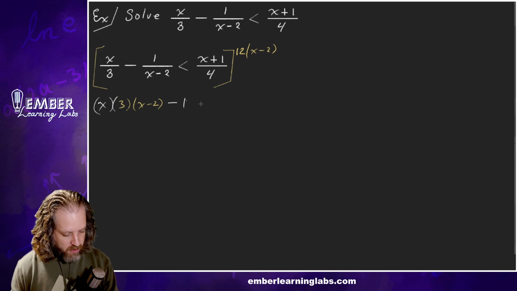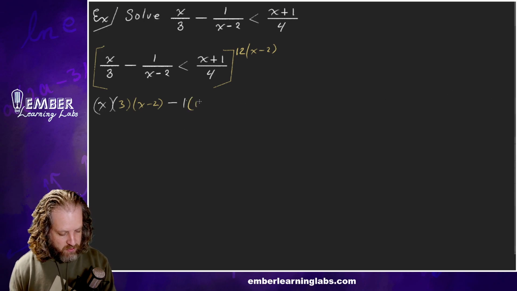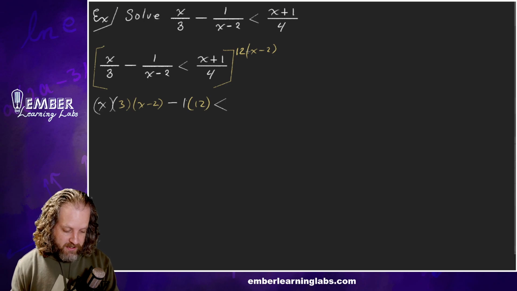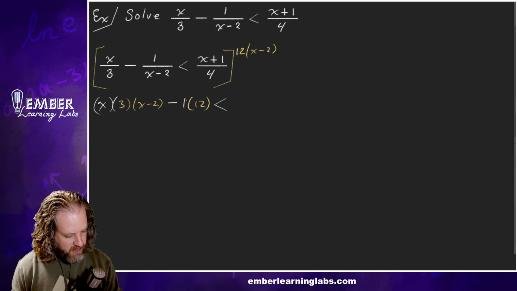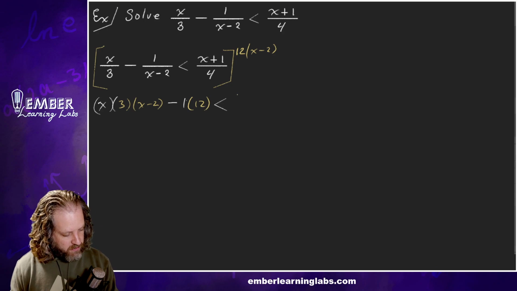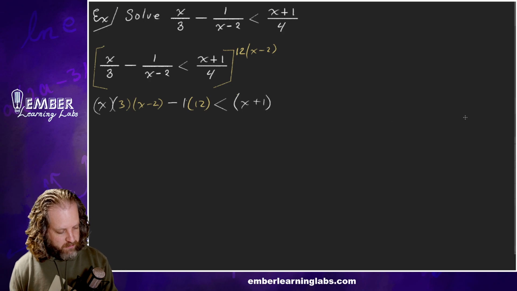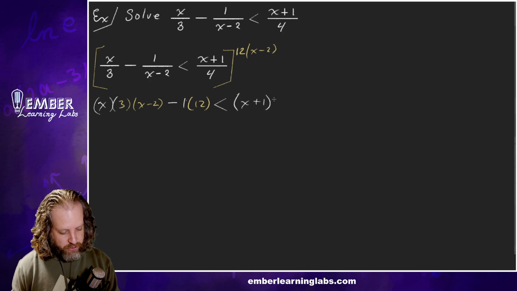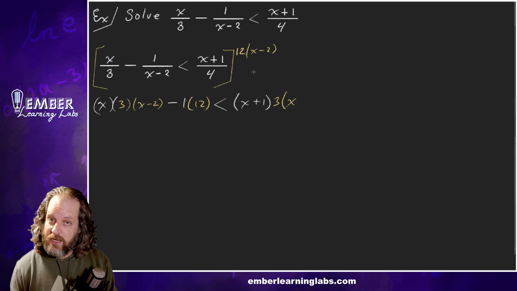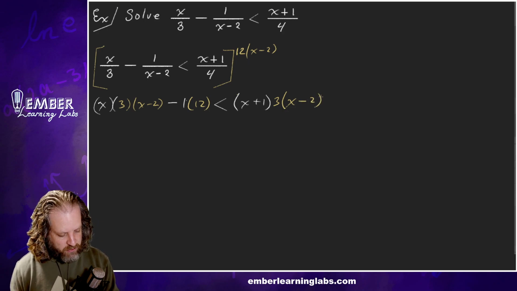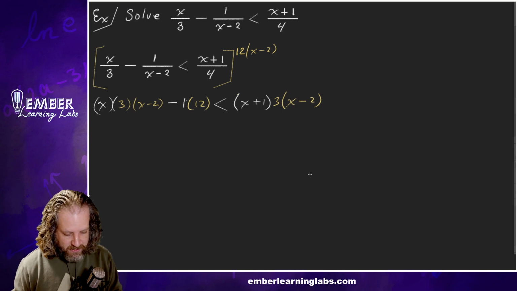So 1 times 12, right, is less than this. We need 3 to get to the 12. 12 divided by 4 is 3. So I'm going to put what I started with here, the x plus 1 from the numerator. And then 3, again, because 12 divided by 4 is 3. And then I don't have the expression in the denominator, so I need x minus 2. So let's get to work, shall we?